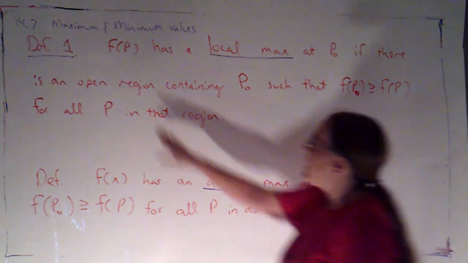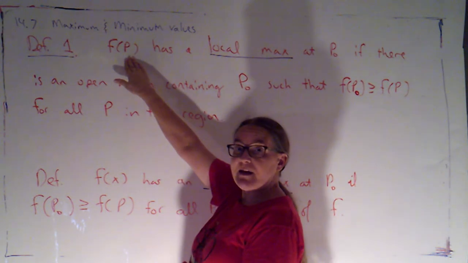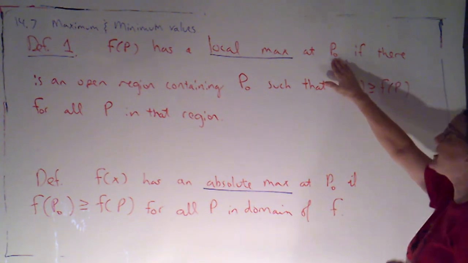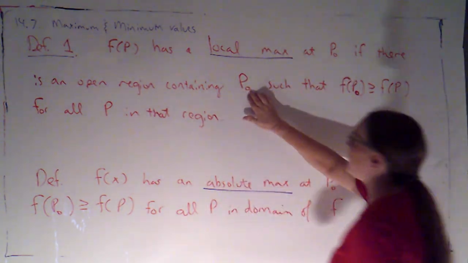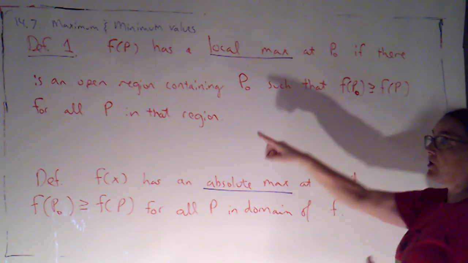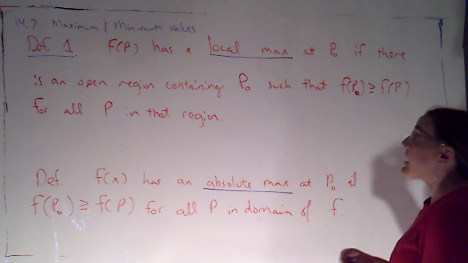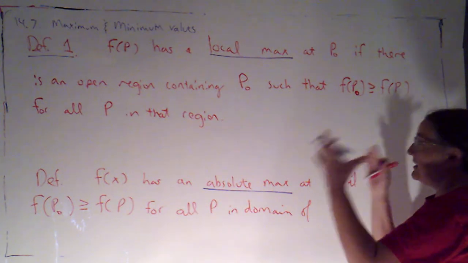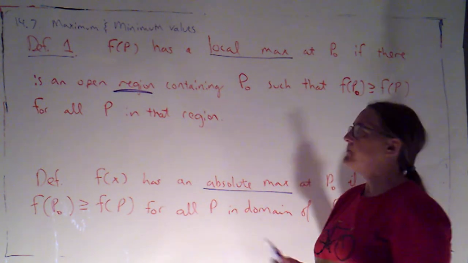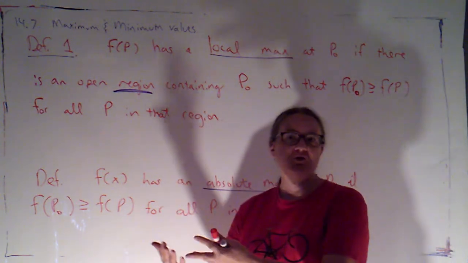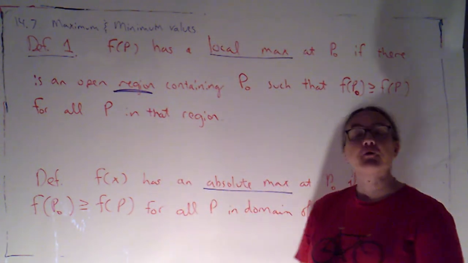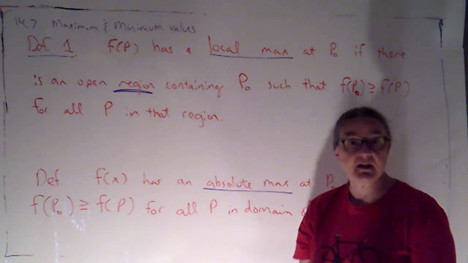And so here's what it says. A function of p, so p is just going to be a point in n space, has a local max at a point p naught if two things are true. There's an open region containing p naught such that f of p naught is bigger than or equal to f of p for all p in that region. Now, because I'm talking about this being in n space, I'm using the word region. The book in their definition is going to use the word disk because that gives me a nice region in two space. Not that all regions have to be disks, but a disk in two space is certainly a region of two space. If we're in three space, we maybe have an open sphere containing our point.